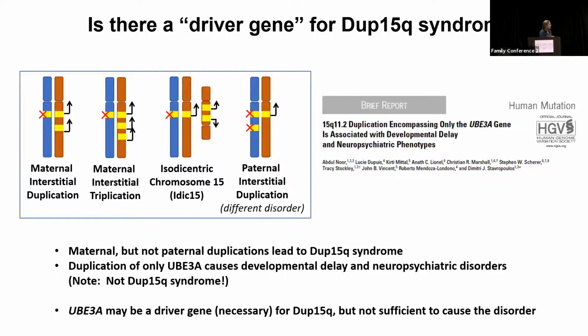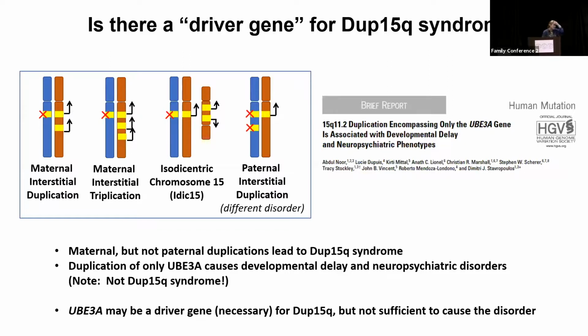And there's one other piece of evidence. We know that there's this one family, at least, that's been published that has a duplication of just UBE3A, and it's a multi-generational family with multiple members that have the duplication, and every member who has the duplication of UBE3A has developmental delay and neuropsychiatric phenotypes. Mind you, it's not Dup15q, but it's developmental delay and maybe some of the same features.